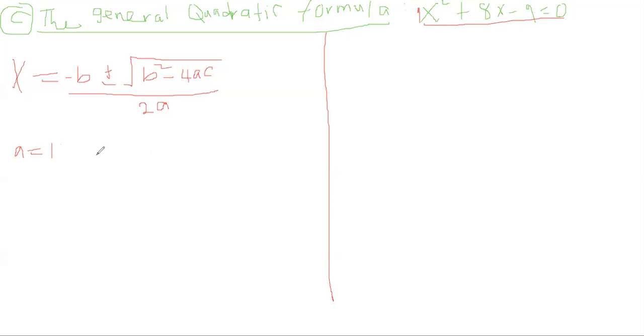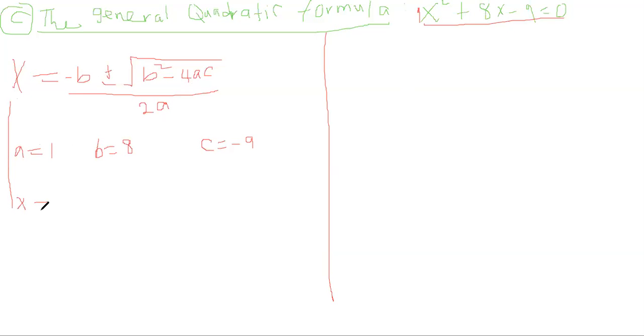So then we have b. B is the coefficient of the linear component of the quadratic equation, which is 8. And then we have c, which is the constant within the quadratic equation, which is minus 9. So we will go on and substitute this: a for 1, b for 8, and c for minus 9.